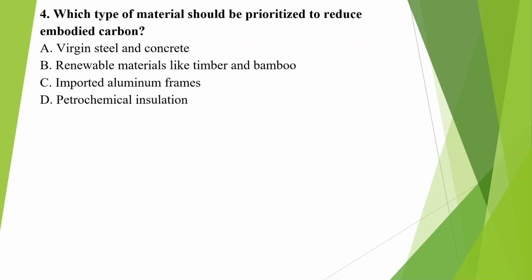That is renewable materials or bio-based materials like timber, bamboo, straw, cork, wool. They all inherently store carbon and require less energy to produce because they are bio-based materials. So unlike the virgin steel or the petrochemical based products mentioned in other options, these materials are prioritized to reduce the carbon emissions. Okay, so let's move to the next question then.